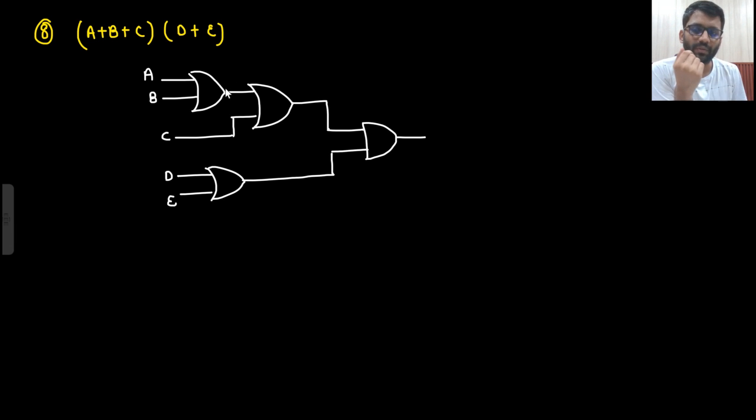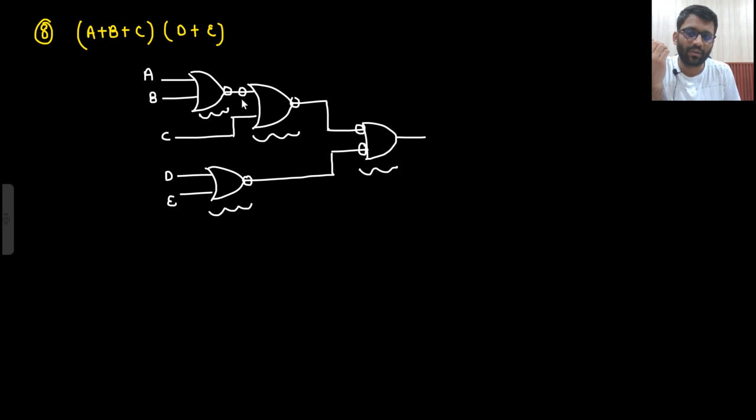Okay. So one bubble I have to introduce here, so another bubble I have to introduce. One bubble I have to introduce here, and another bubble I will have to introduce here. This is an AND gate, sorry. So one bubble I have to introduce here, and another bubble I will have to introduce here. 1, 2, 3, 4 and 5. So the answer is 5.